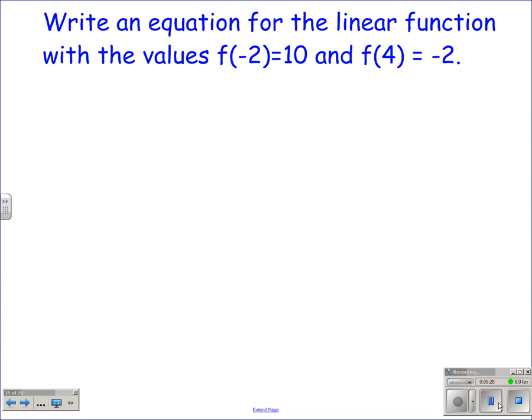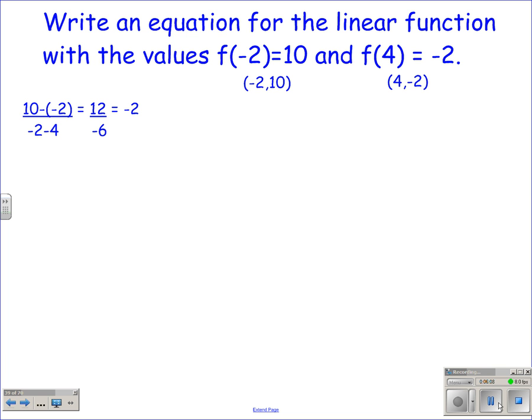Let's write an equation for the linear function when we're given values using function notation. We have f of negative 2 equals 10 and f of 4 equals negative 2. Please note that in xy format, these are negative 2, 10 and 4, negative 2. If you did not know that the number inside the parentheses is x, please make sure you note that in your notes for yourself, and the other number is y. You still have to find the slope, so let's now calculate the slope. 10 minus a negative 2 over negative 2 minus 4, which gives us 12 over negative 6, which is equal to a negative 2.